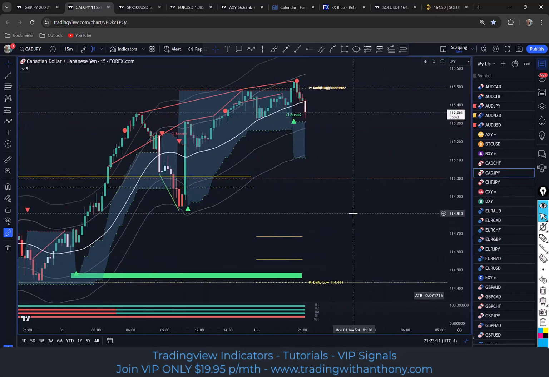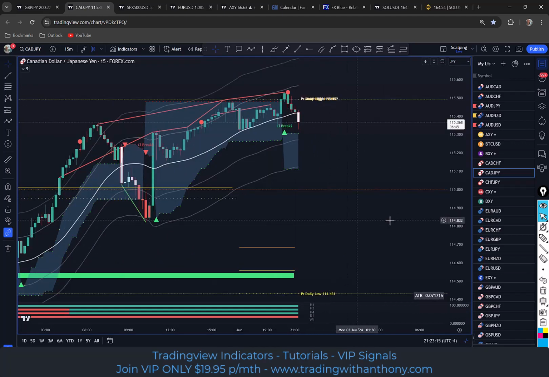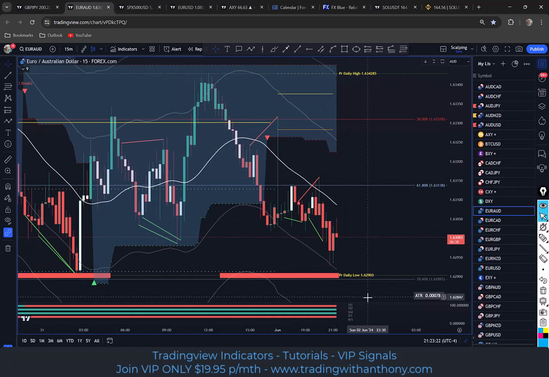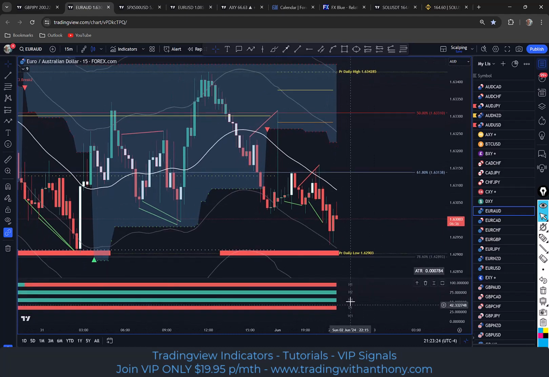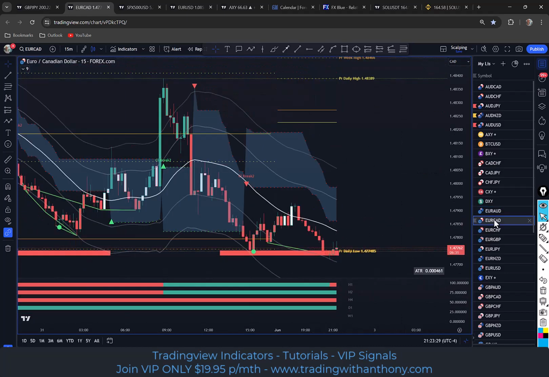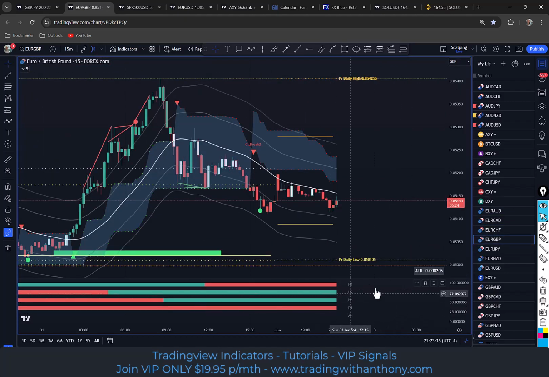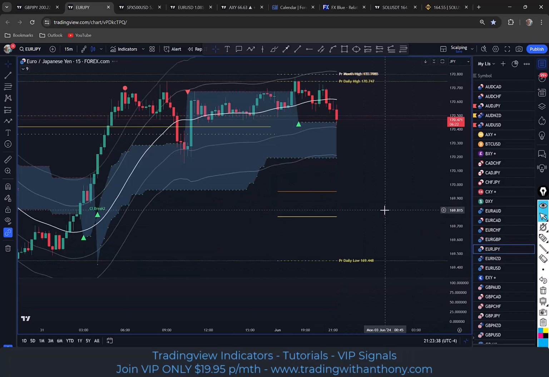Okay, CAD Yen. The daily and the 4-hour are conflicting, so let's leave it alone. Euro Aussie. Again, the daily and the 4H are conflicting. See here? Green and red, let it go. Green and red down here, let it go. What about the Euro Pound? Green and red, I'll let it go. So, you know, you want to pick the best of the best.